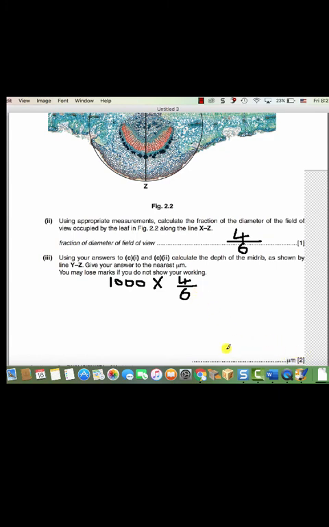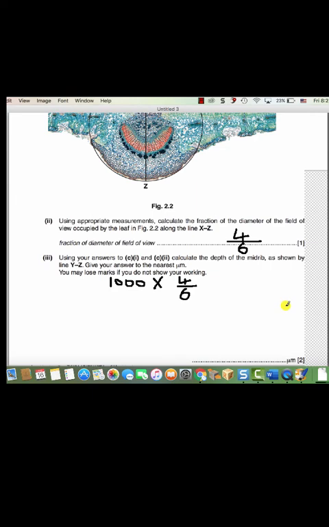Then after that, he asked you that you will give your answer in micrometer, so it will be a whole number. Multiply this 1000 by 4 over 6, you will have a number with a fraction, with the decimal point. You will approximate it to have a whole number. You should have a whole number at the last.